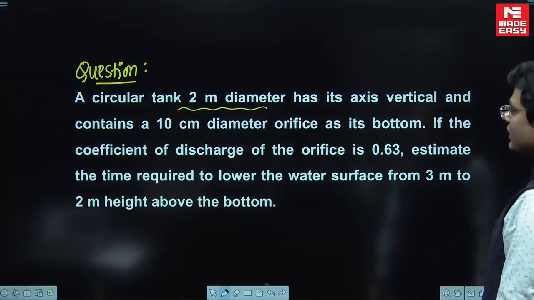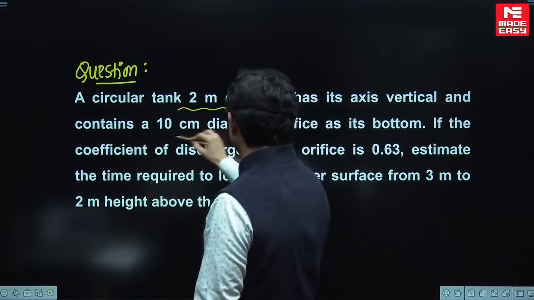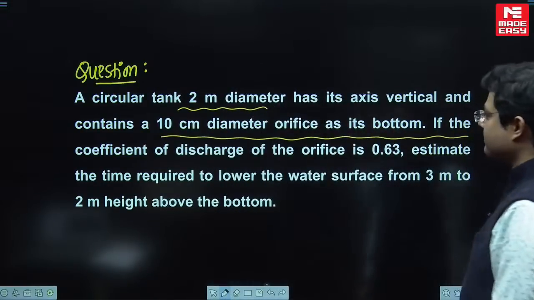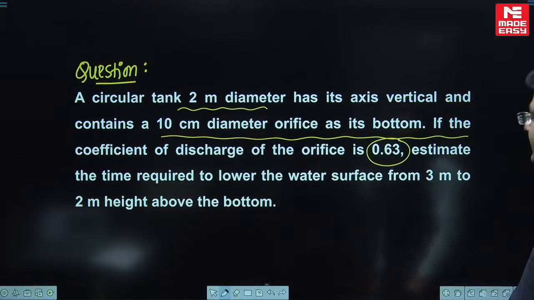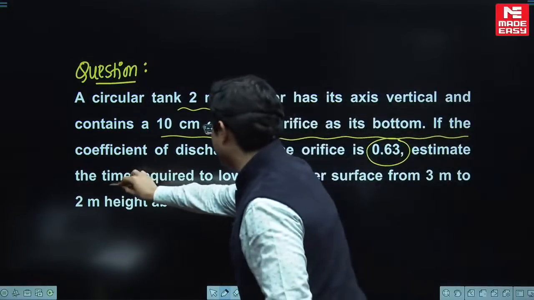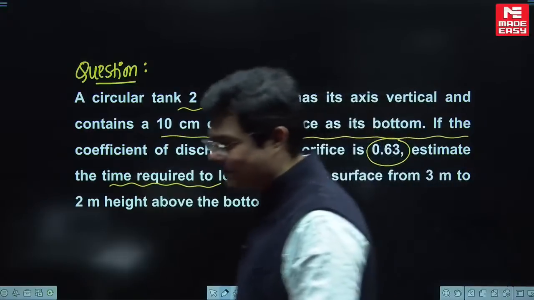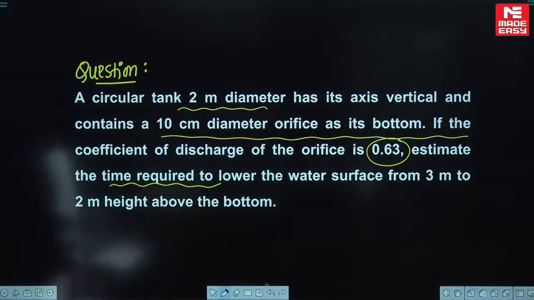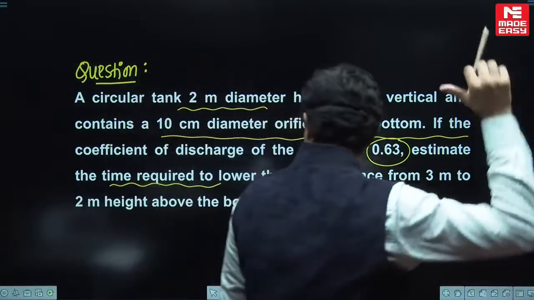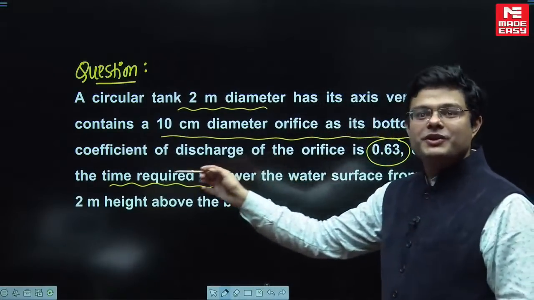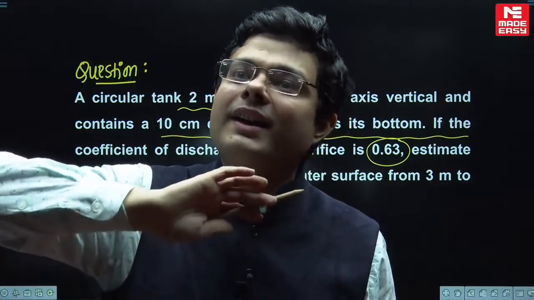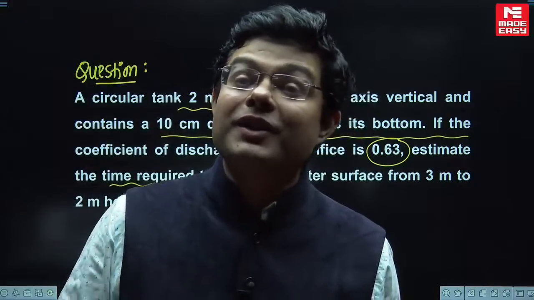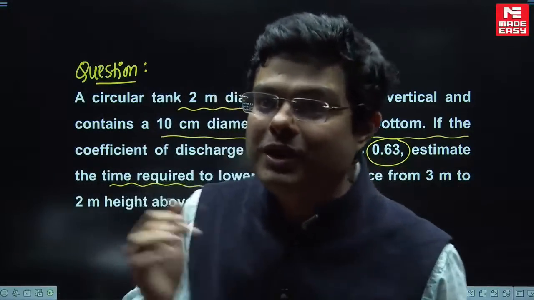Come on. A circular tank 2 meter in diameter has its axis vertical and contains a 10 centimeter diameter orifice at its bottom. If the coefficient of discharge is given, remember this, estimate the time required. Unsteady state problem. Because nothing is coming into the container, the liquid is moving out of the container. So m dot in is not equal to m dot out, unsteady state problem.